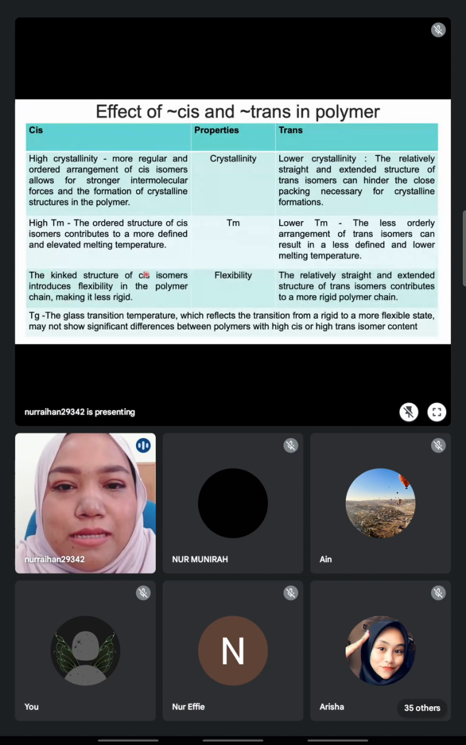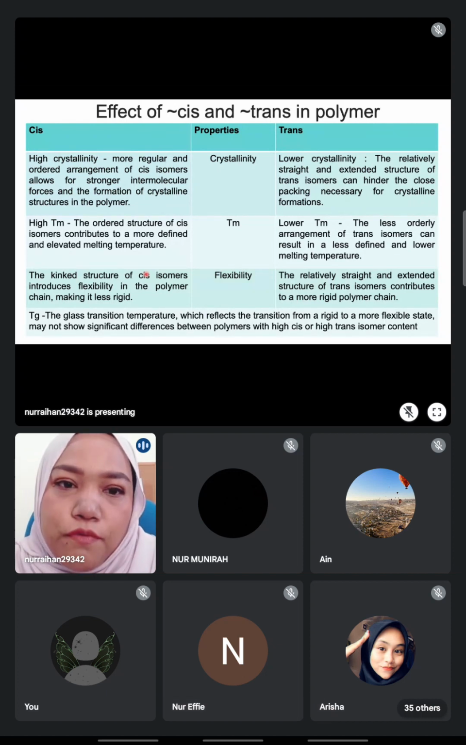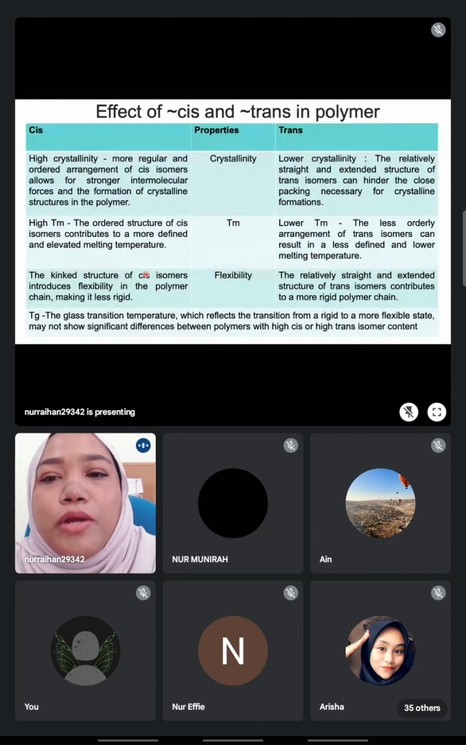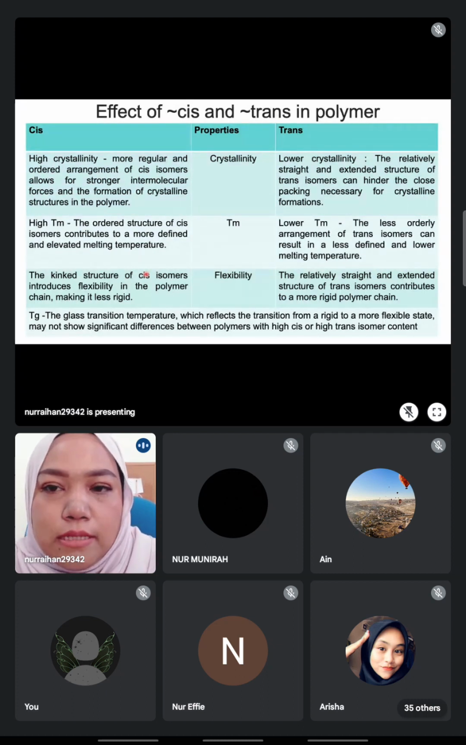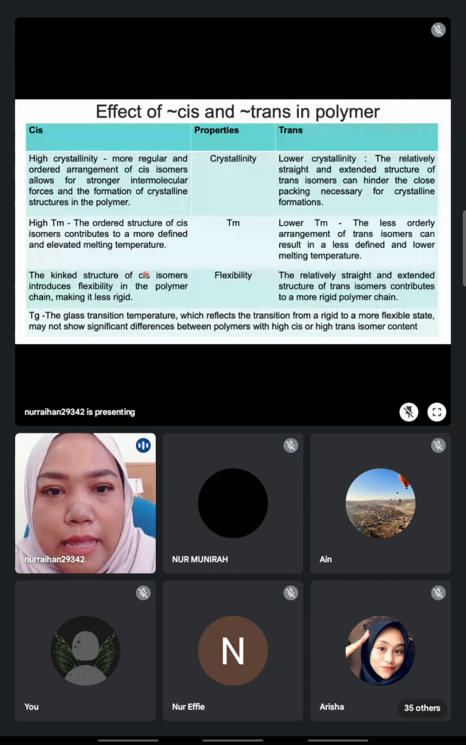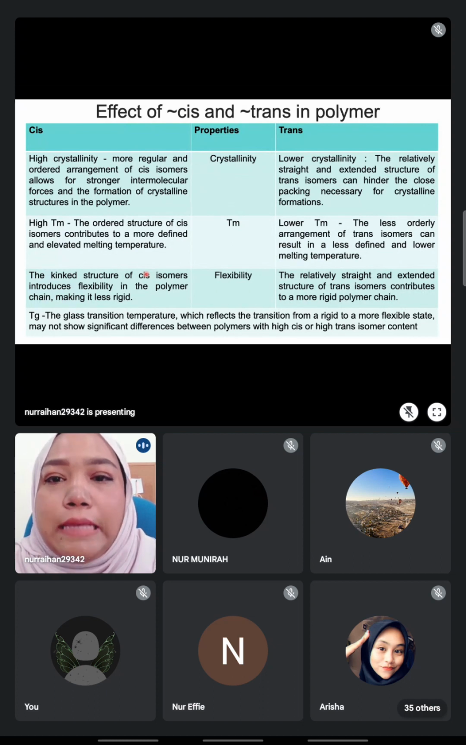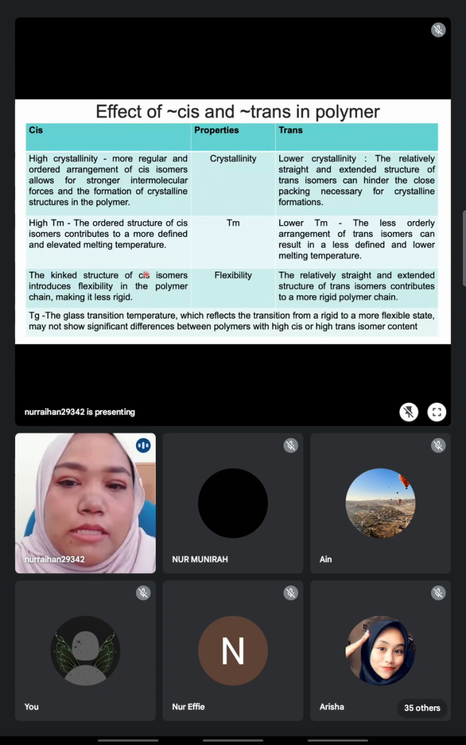Okay, so what are the other effects between the cis and trans polymer? In terms of crystallinity, normally cis will form high crystallinity because they can have a more regular and ordered arrangement. Trans will have less crystallinity compared to the cis. Meanwhile, as we mentioned earlier, Tm will be high for the cis polymer. Meanwhile, for the trans, there will be a lower Tm. Okay, there will be less energy for the bond breakage.